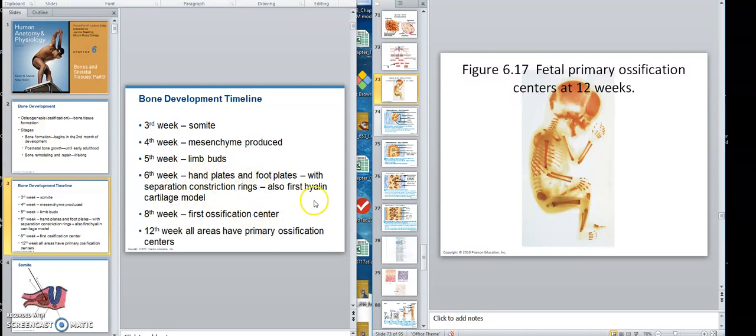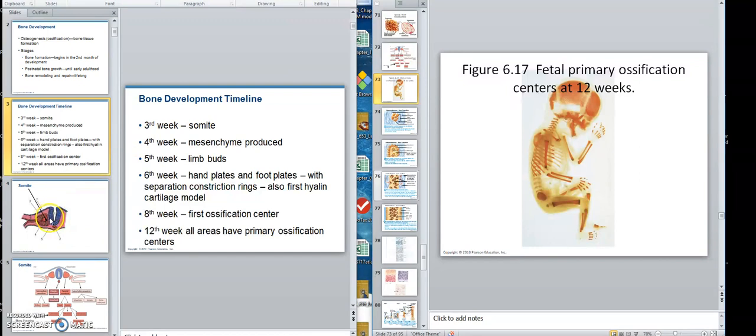That's bone. Now, prior to that, you'll see a hyaline cartilage model. So we're going to be talking about something called endochondral bone formation, where you make bone on top of cartilage. About the sixth week, you'll see this cartilage come about, but it's the eighth week that you'll start to see evidence of some bone formation. Again, just to give you an idea of the bone development timeline.